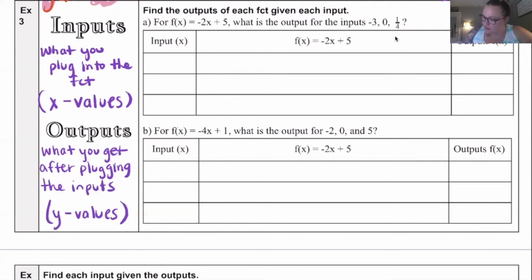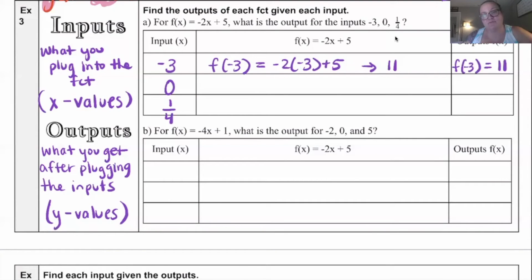So our first input is negative 3. The next one will be 0, and the third one will be 1/4. When I plug this into my function, I'm going to get f of negative 3 is equal to negative 2 times negative 3 plus 5. Negative 2 times negative 3 is 6, and 6 plus 5 is 11. So I get f of negative 3 equals 11.